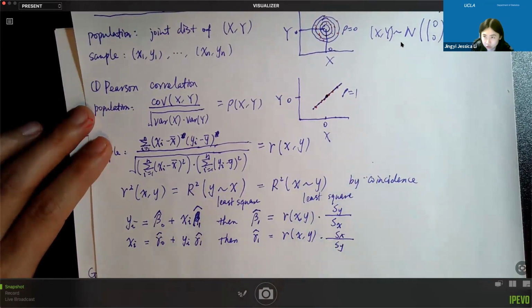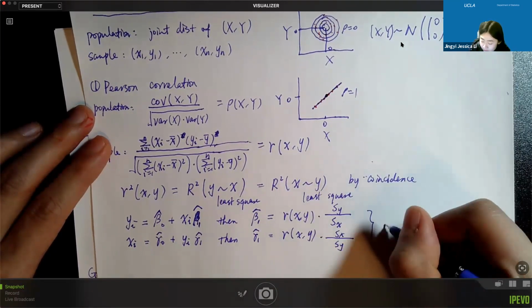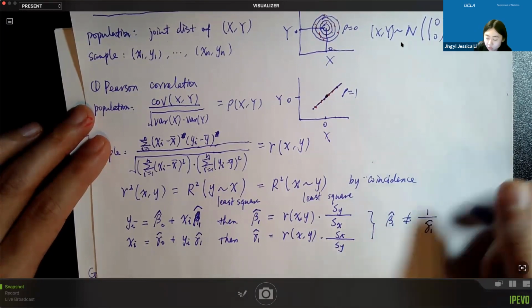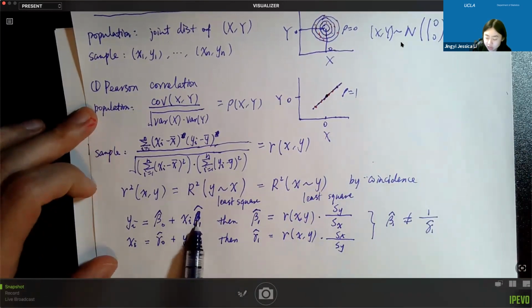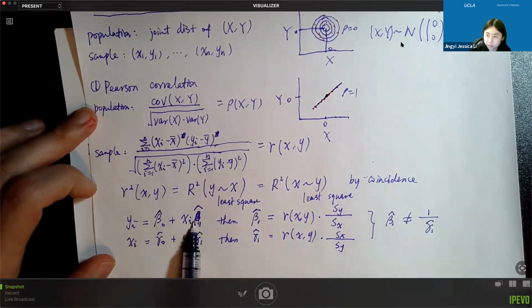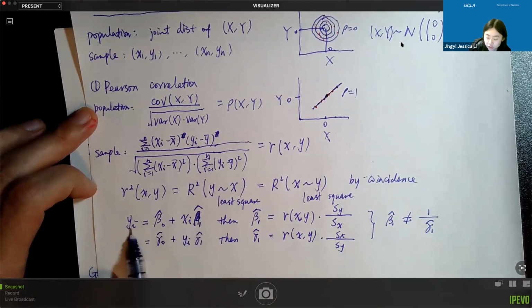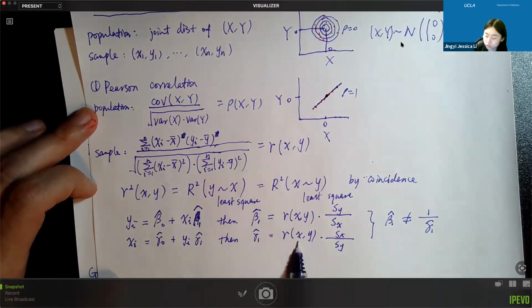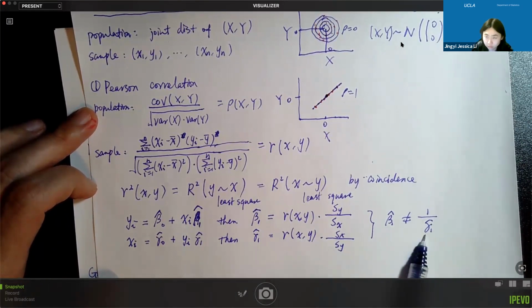Did you see the issue? These two things are not reciprocal of each other, which means that beta 1 hat is not equal to 1 over gamma 1 hat. If you want to take the inverse of the relationship by dividing beta 1 hat to the other side to create a linear relationship with xi equals to yi times something, you must have that inverse relationship. But the least square estimates do not satisfy this.